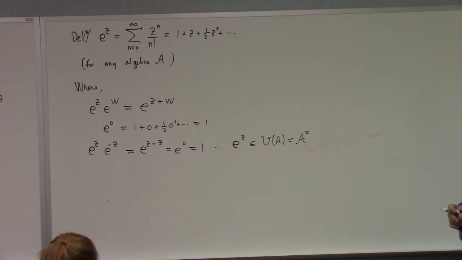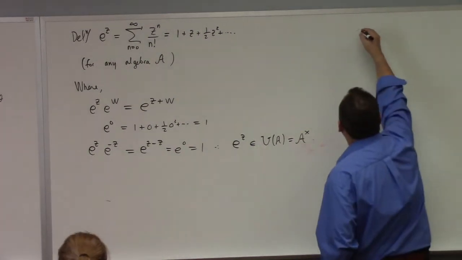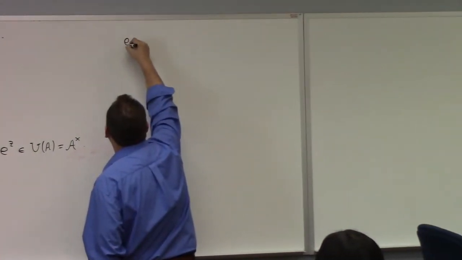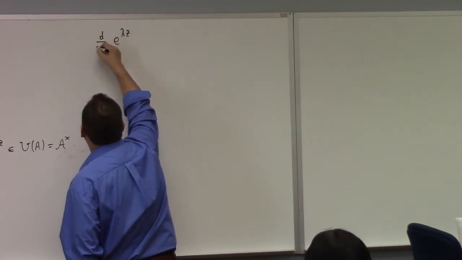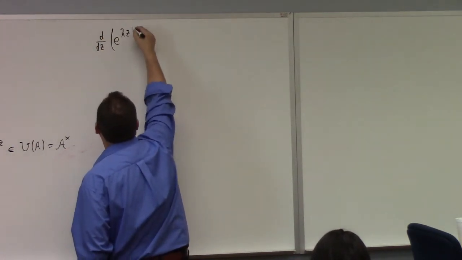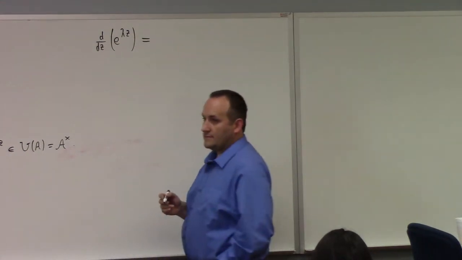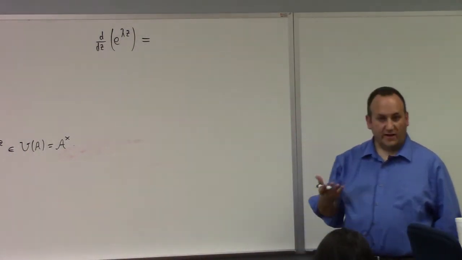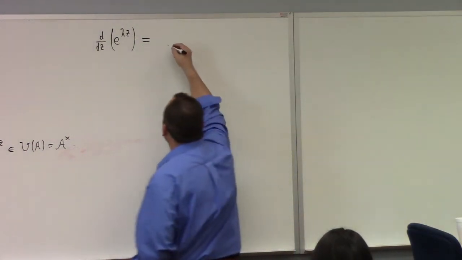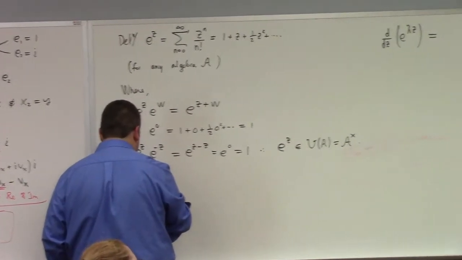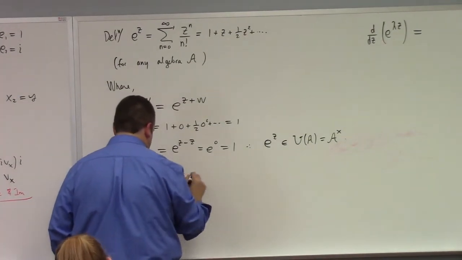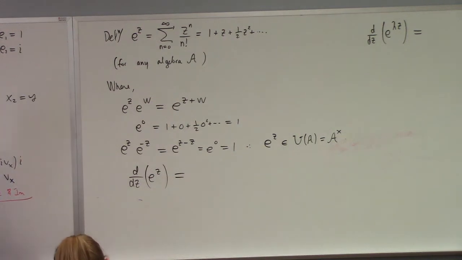Now, getting to the point here, if we look at e to the lambda times z and we differentiate that with respect to the algebra variable z, there's a chain rule. What's d dz of z? d dz of e to the z is what? E to the z, right, yeah.